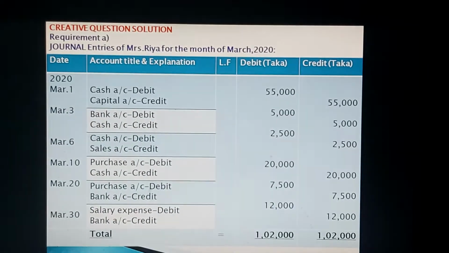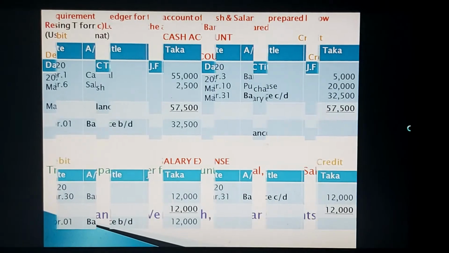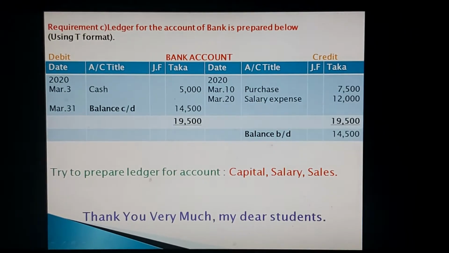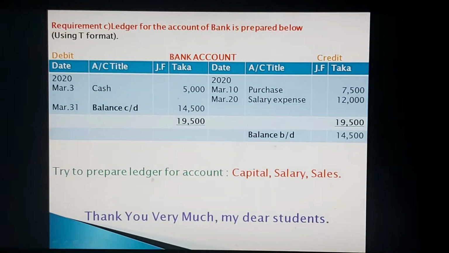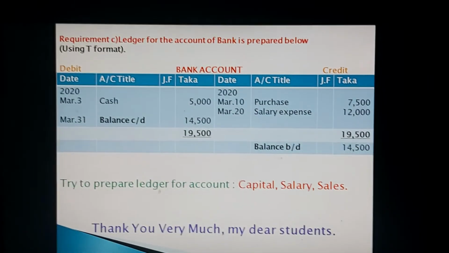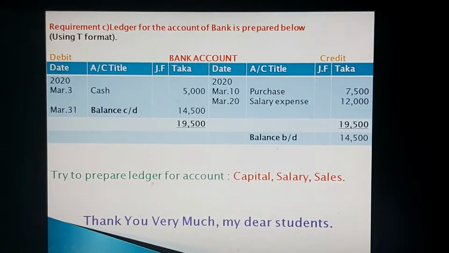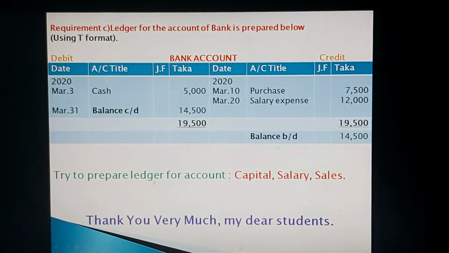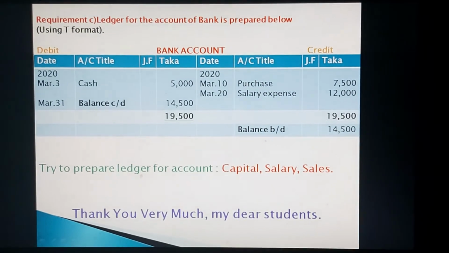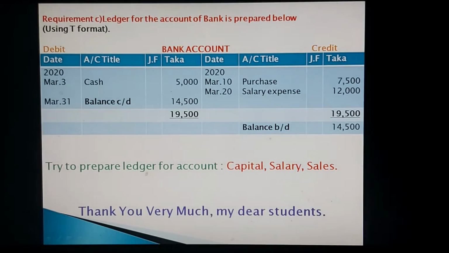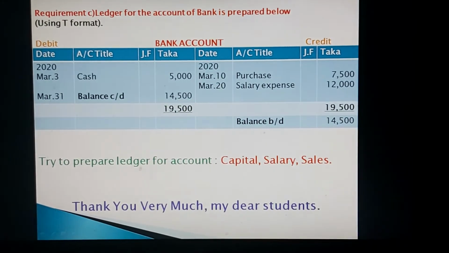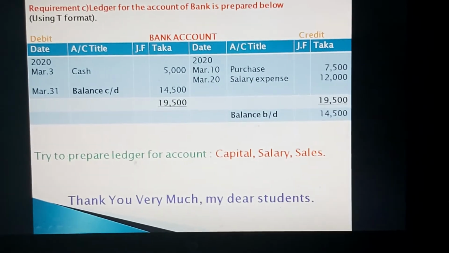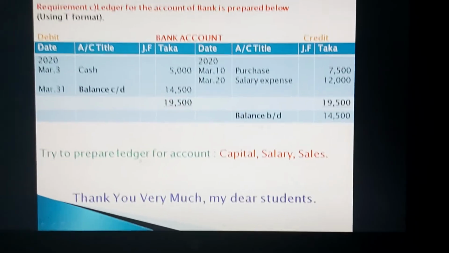At first, March 3, you have to go to the bank account. March 3, in the account title column you have to write the opposite account of bank, that is cash taka 5,000. And March 10, this transaction, purchase account debit, bank account credit for taka 7,500. You can go to the credit side in the account title column, there is the name of purchase account, the opposite account of bank, 7,500 will be written.